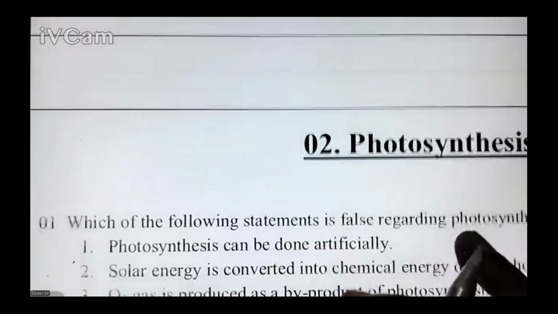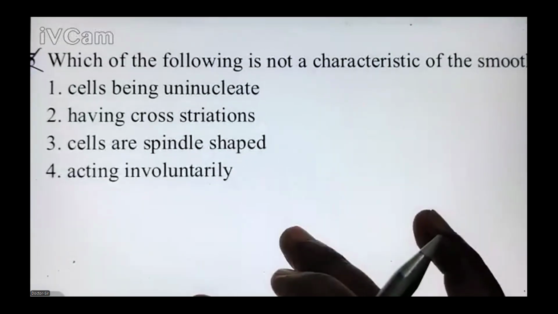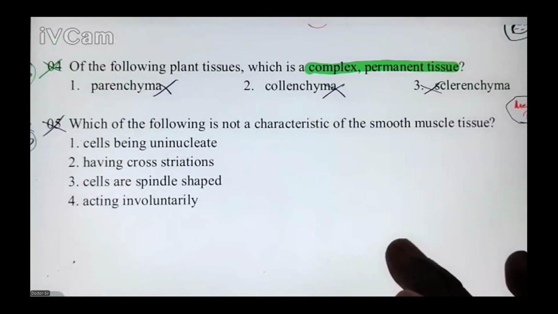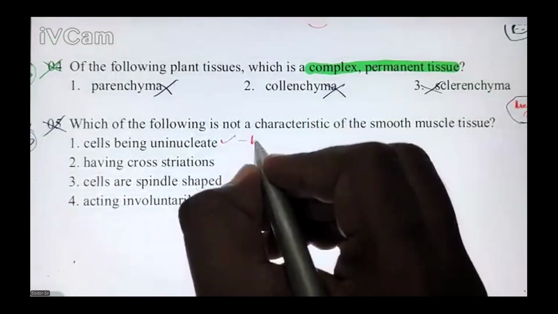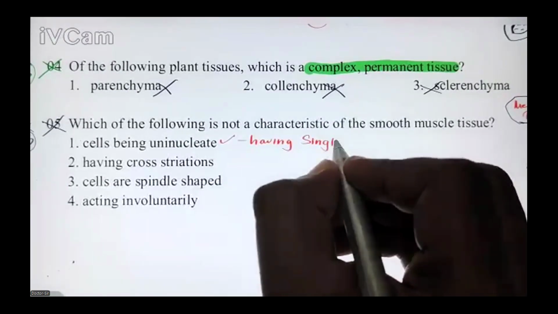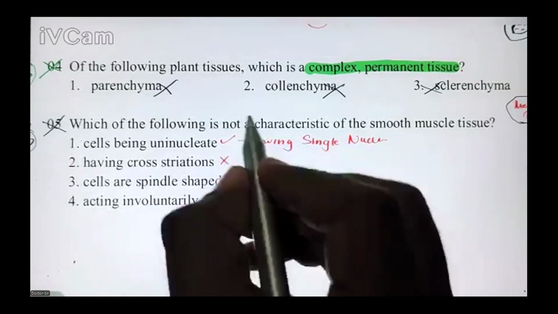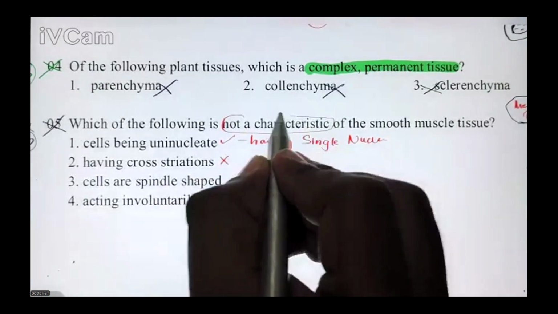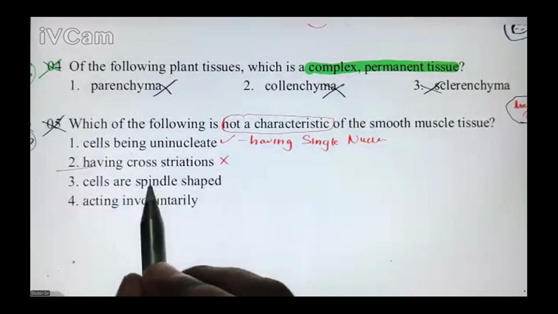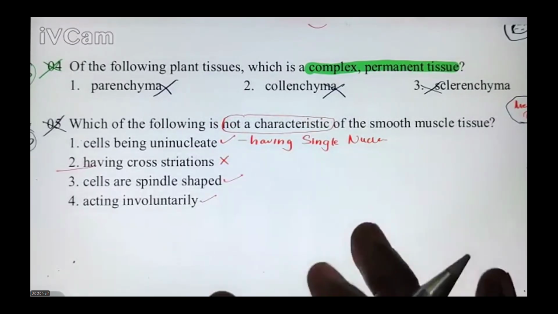Now come and see these questions. Cells being uninucleated, yes, it has one nucleus. Having a single nucleus. Then cross striations, that's wrong. They ask about what is not the characteristic feature, so this one is going to be the answer. Cells are spindle shaped, that's correct. Being involuntary is also correct, right?